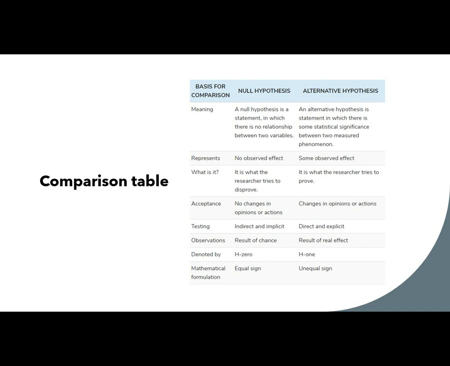And the mathematical formula for the null hypothesis is the equal sign: mu1 equals mu2, and for the alternative it is the unequal sign: mu1 is not equal to mu2. This is what the equal and unequal signs are.